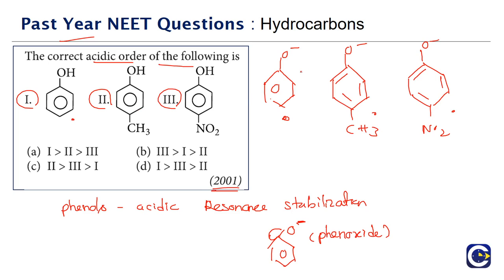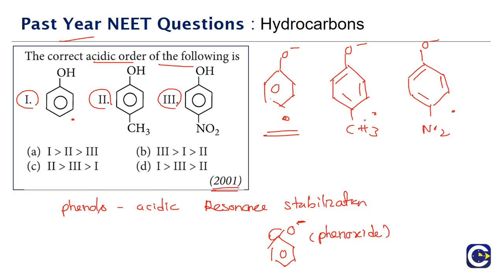If these ions are more stable, it means the formation of the ions is happening easily, means the dissociation of that particular acid is happening with ease. So it means that particular acid will be a strong acid. With that as the basis, here phenoxide ion is the reference.